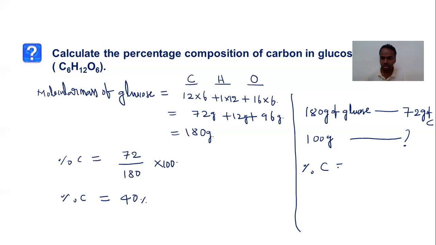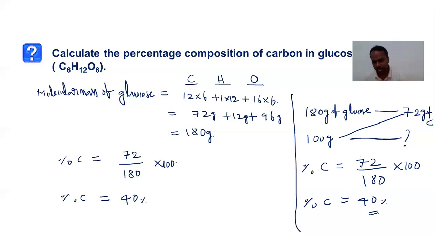Percentage carbon is found by cross multiplication. It is like: 2 bananas cost 4 rupees, then what is the cost of 3 bananas? Same like that, just simple cross multiplication. 100 into 72 is equal to question mark into 180. If you want the question mark, these two are multiplied and this one is the divisor. So 72 by 180 into 100. See, percentage carbon is 40 percent.